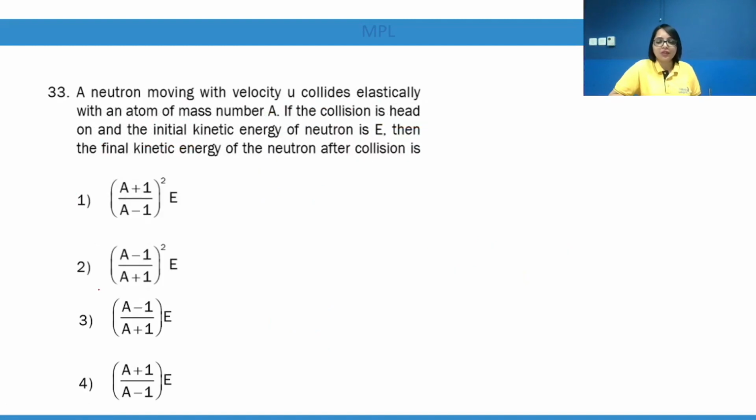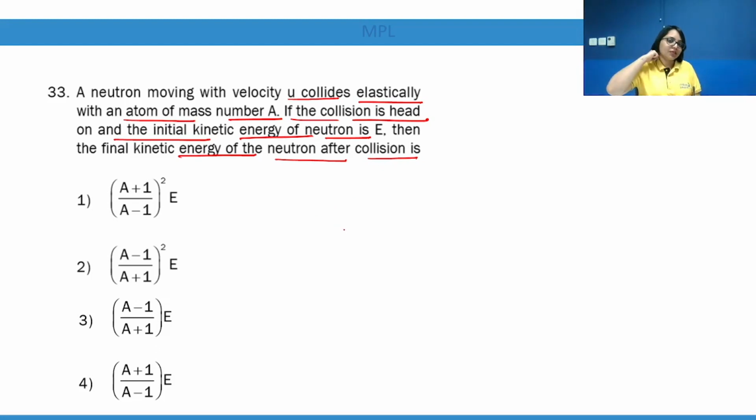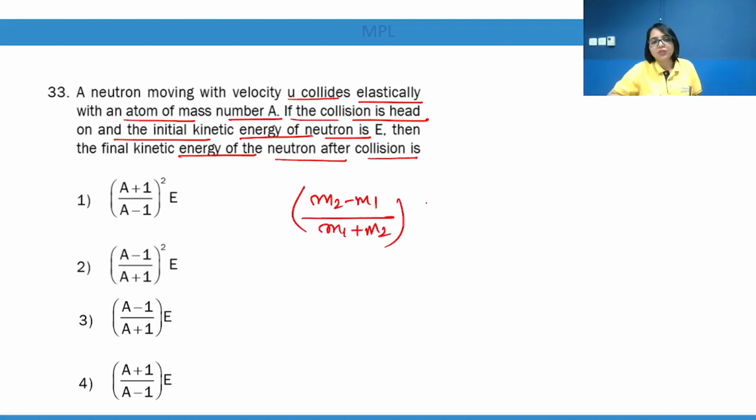Next is question number 33. A neutron moving with velocity u collides elastically with an atom of mass number A. If the collision is head-on and the initial kinetic energy of the neutron is E, then the final kinetic energy of the neutron after the collision is. So basically kinetic energy left will be m2 minus m1 divided by m1 plus m2 whole square into initial energy E, right? You can always remember the shortcut. So it is A minus 1 upon A plus 1 whole square into E. So the correct answer is option 2.